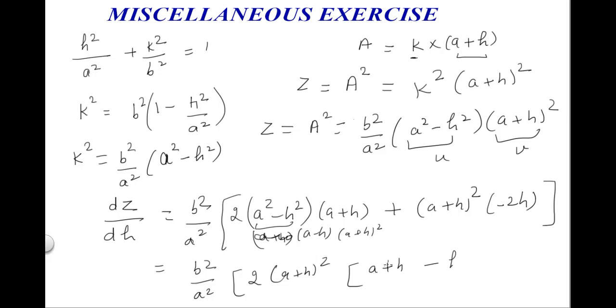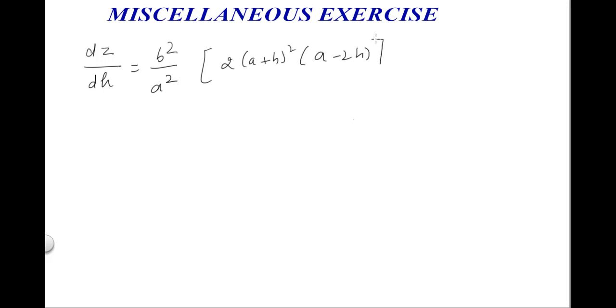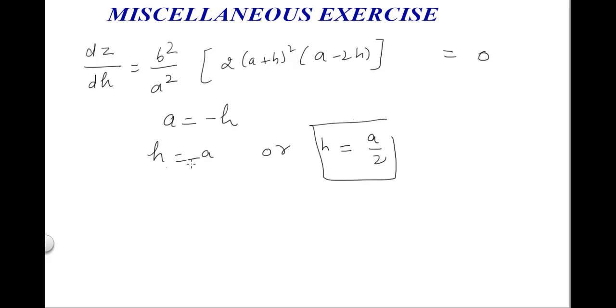So we will be left with a minus h, right? Now just to see what we get. We get dz by dh equals b square upon a square into 2 into (a plus h) whole square and (a minus 2h). Clear? So equating it to 0 now, either we have a equal to minus h, or I say h equal to minus a, or h is equal to a divided by 2. These are the two values.